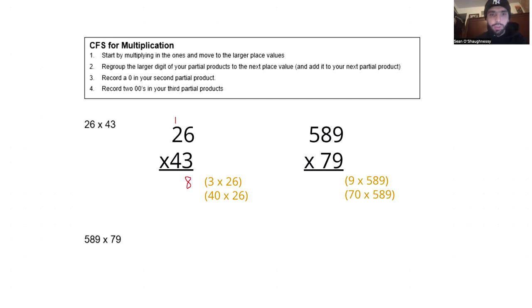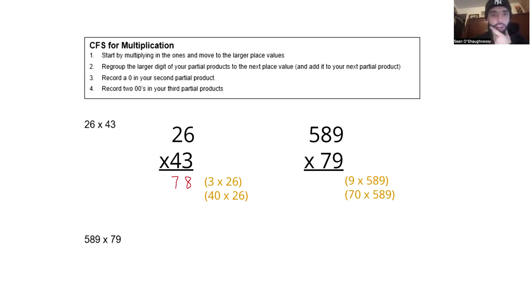Then 3 times 2 gives me 6. Then add the 1. Make sure you add the 1. You get 78. Now I can get rid of what I carried over because I added that to my 7. And then I move to my next partial product.